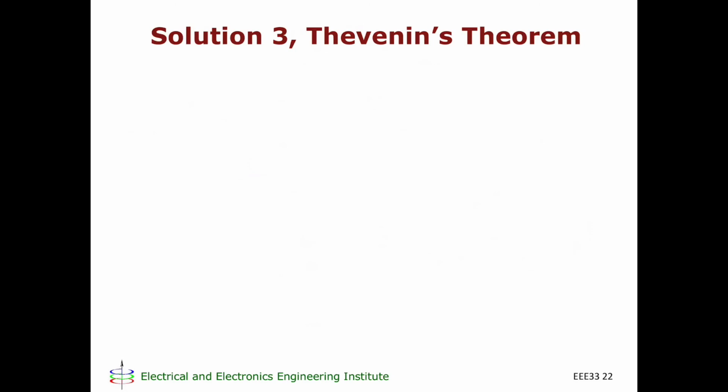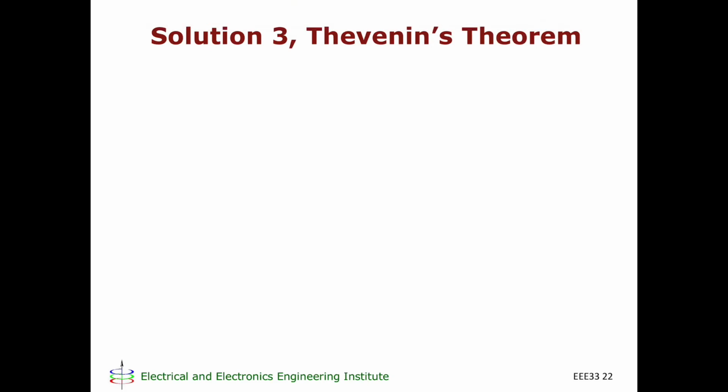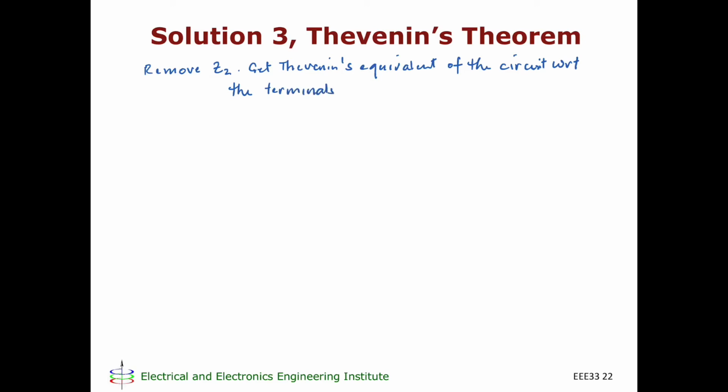Let's do it a third way. Let's use Thevenin's theorem. Okay, when we use Thevenin's theorem, what we're supposed to do is we're supposed to remove Z2. Then we're supposed to get the Thevenin's equivalent of the circuit with respect to the terminals of Z2. So let's do that.